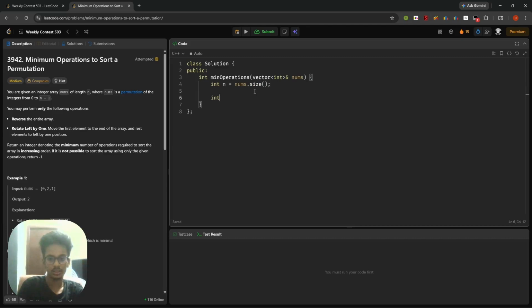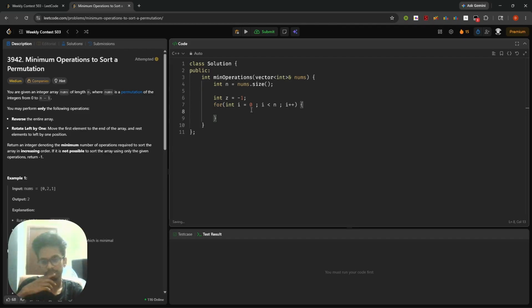First thing, I need to find 0. Let's take 0's index as z, initially -1, since we don't know which index 0 belongs to. For int i = 0; i less than n; i plus plus. Now if nums of i equal to 0, then z equals i, and break. Fine. With this we have the index of 0.